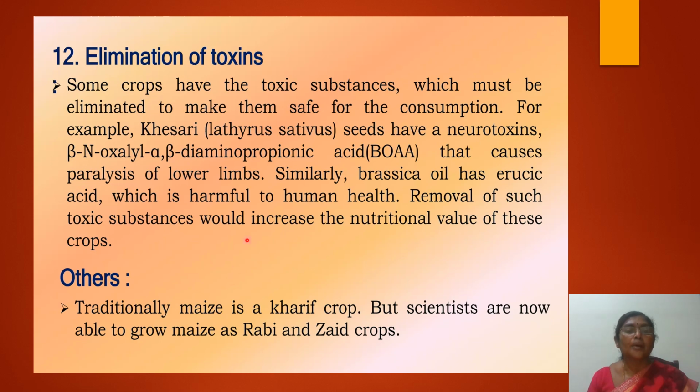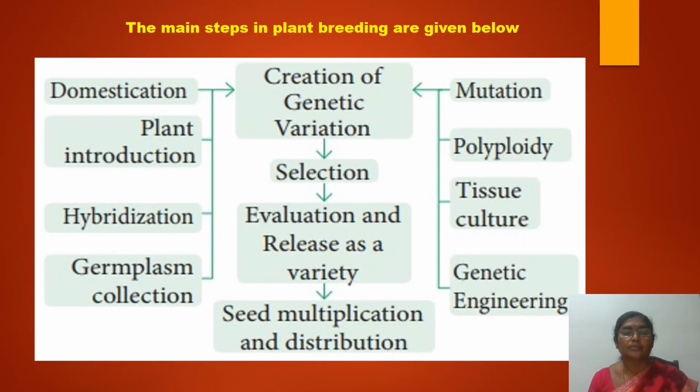Elimination of toxins. Some crops have toxic substances which must be eliminated to make them safe for consumption. For example, Lathyrus sativus seeds have a neurotoxin, beta-N-oxalyl-amino-alanine, beta-dimorpholinopropionic acid, that causes paralysis of lower limbs. Similarly, brassica oil has erucic acid which is harmful to human health. Removal of such toxic substances would increase the nutritional value of these crops. Others. Traditionally, maize is a kharif crop, but scientists are now able to grow maize as rabi and zaid crops.